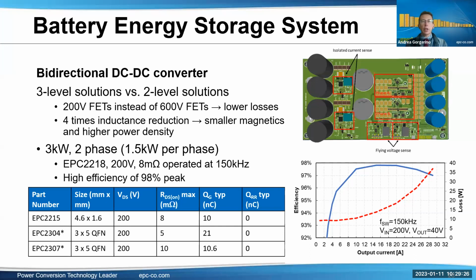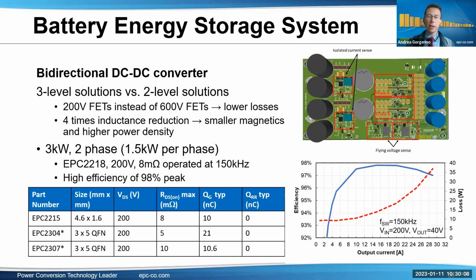Finally, for the battery energy storage system, we're talking here about the bidirectional DC-DC converter, which is mainly used in the DC coupled, but some AC coupled systems also. So what we'd like to propose here is a 3-level solution versus the standard 2-level solution. What this allows is basically to use 200 volt FETs instead of 600 volt FETs for the 2-level. And this means lower losses because the 200 volt devices are that much better. But it also means that the inductance is actually 4 times smaller, and the overall system magnetics and power density can be higher, therefore. We're showing here on the right-hand side our demonstrator.